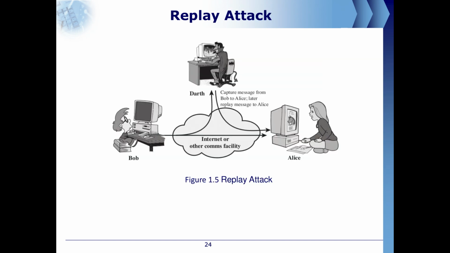Replay attack. In Figure 1.5, a replay attack takes place. Initially, Bob sends a message to Alice. However, Darth captures this message from Bob to Alice. Later on, Darth replays or resends the captured message to Alice. This type of attack involves intercepting and retransmitting previously recorded data, potentially causing unauthorized actions or deceit in communication.